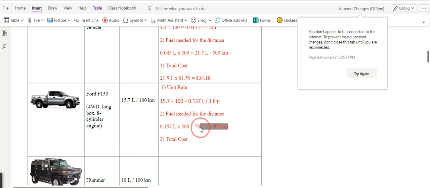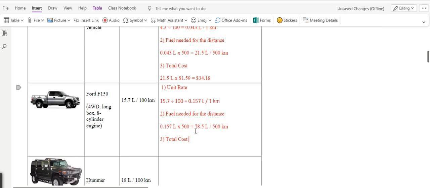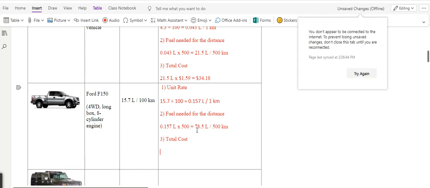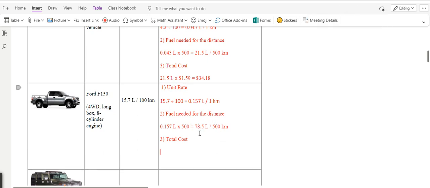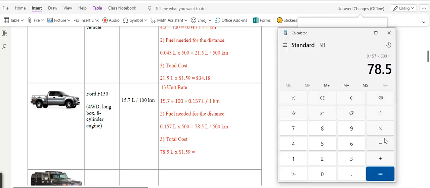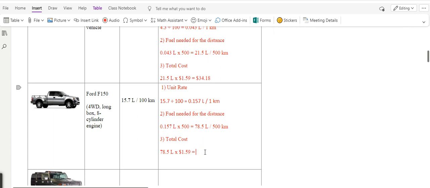You don't need to write all of this out. Like you could just write out the 78.5. But again, I just want to be very clear about what we're talking about here because there's lots of different units. And so now I want to take my 78.5 liters that we just got from before and multiply it by the fuel price. So in this example, it happens to be 1.59. And so we take our 78.5 times 1.59, and we're going to get here this 124.82.